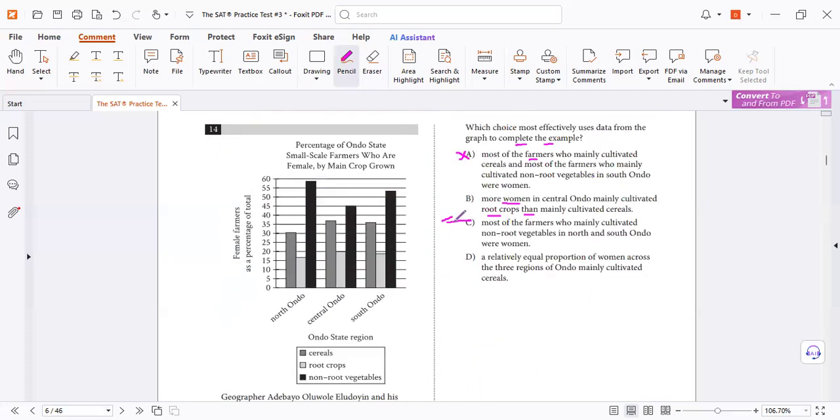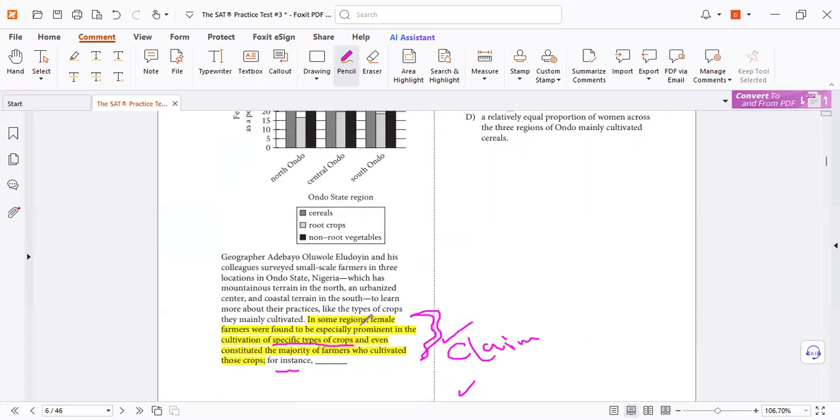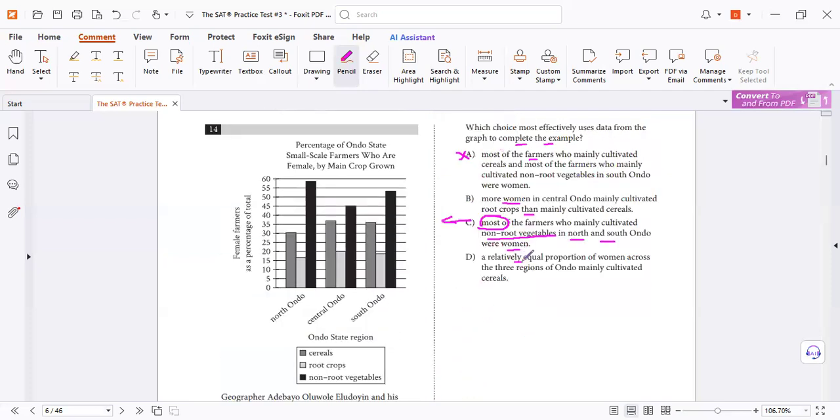Look for letter C. Most of the farmers who mainly cultivated non-root vegetables. They didn't mention which one. In North and the South were what? And the most, because he mentioned the female farmers were prominent. Of course, it's not equal. No, because he said the three. Well, there is no all, of course, three. So this one, of course, is wrong. So letter C is on the graph and related to the claim.